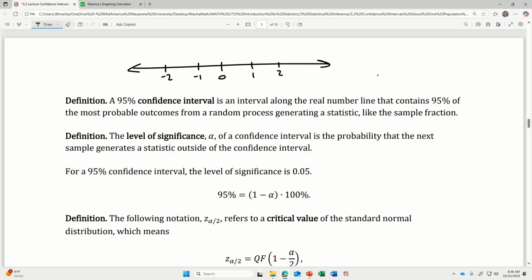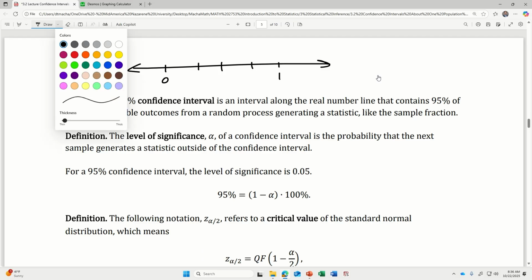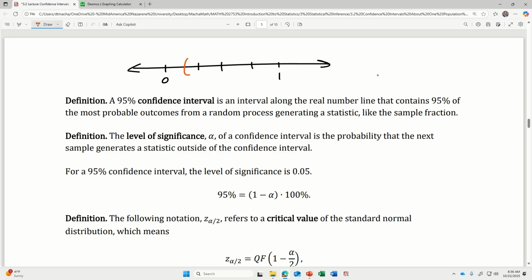Maybe I didn't label my number line very well, because this is a fraction, so a fraction can only be between 0 and 1, right? And then we're going to have some interval in here and say, well, this orange little band contains 95% of the most probable outcomes for the sample fraction. So the sample fraction could be anywhere between 0 and 1, but most likely it's going to be found somewhere in that confidence interval. That's the idea.